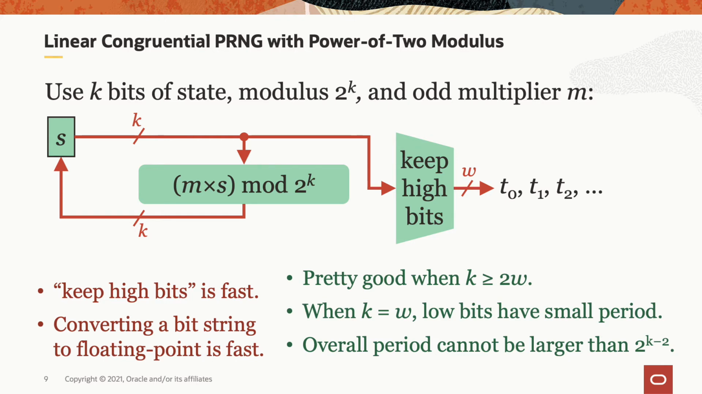This is much faster than floating point division, and converting the resulting bit string to a floating point number is also reasonably fast. This is a pretty good generator when K is at least twice W. But when K equals W, the low order bits tend to have small period. In fact, the lowest order bit is always a 1. The overall period cannot be larger than 2 to the K minus 2.